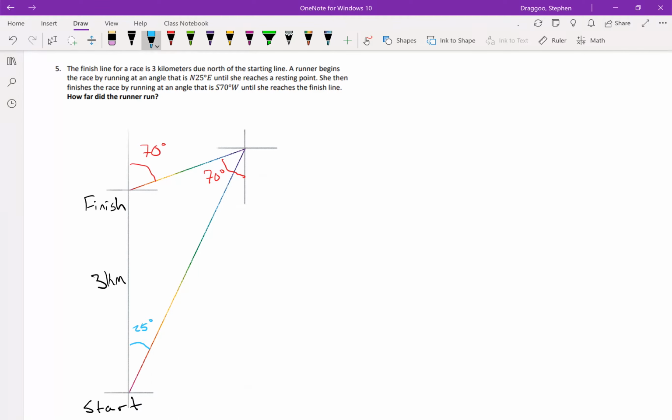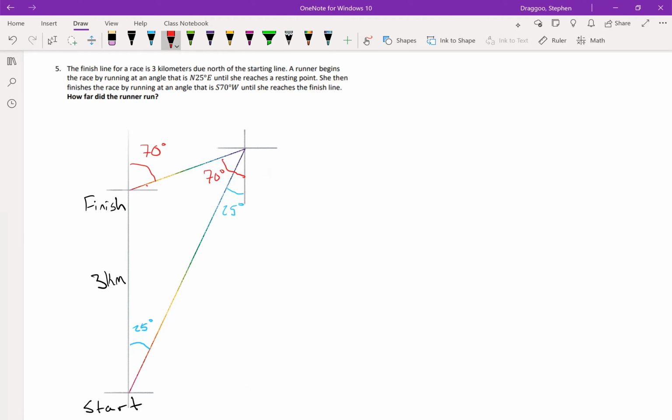Same thing with our other bearing angle. Since it was 25 degrees to the northeast, to get to that stopping point, that means if I was at the stopping point, I could go 25 degrees to the southwest to end up back at my starting line. So we're going to use those new angles in order to find the last two interior angles of our triangle.